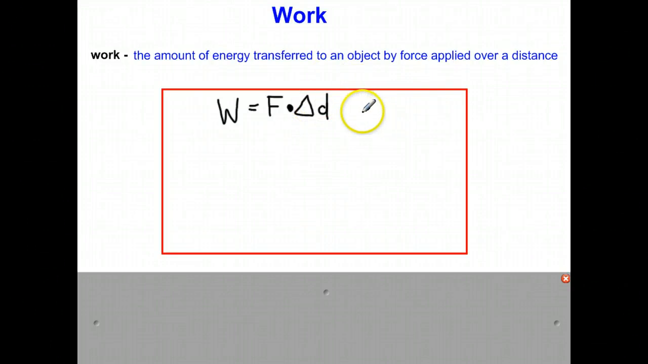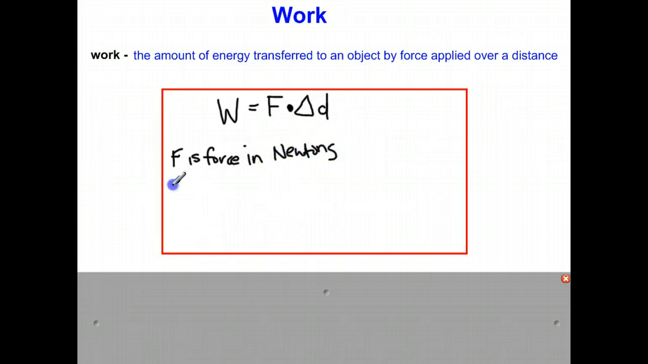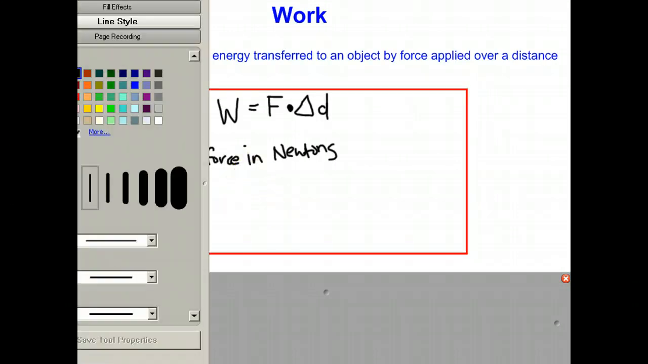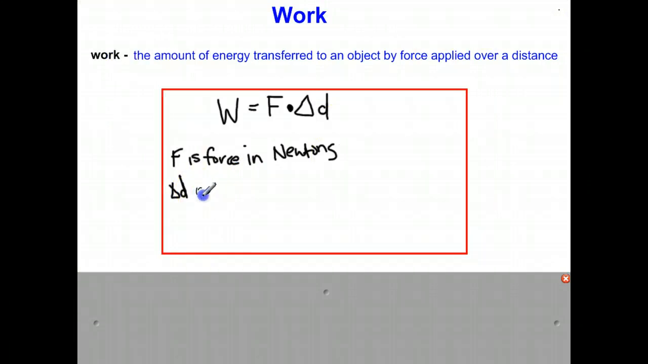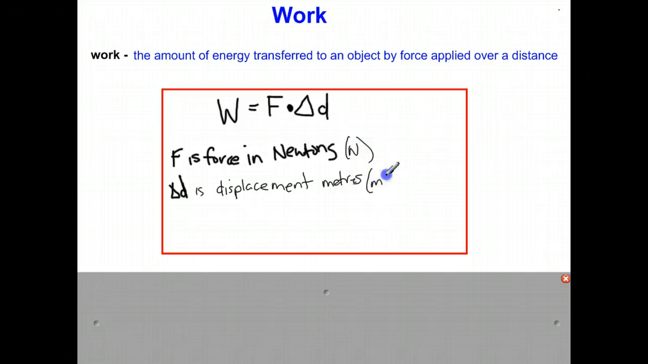Now, if you remember, let's look at this first. Force, so F is force in newtons, so we've done this already. And we've also seen this triangle means change in, so the change in displacement is displacement. And displacement, if you recall, is measured in meters. So this is a capital N, this is a lowercase m, and what we're finding here is work.